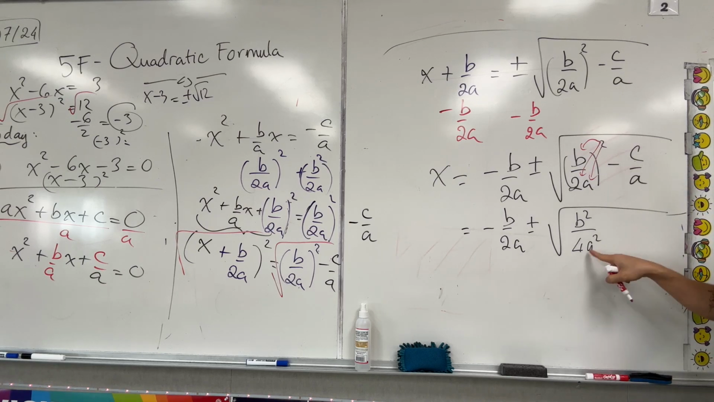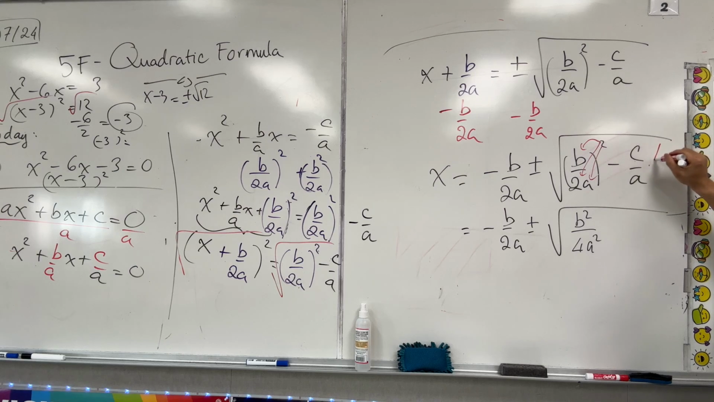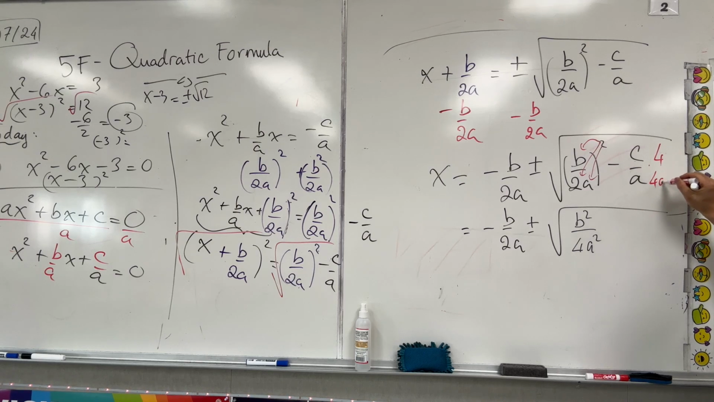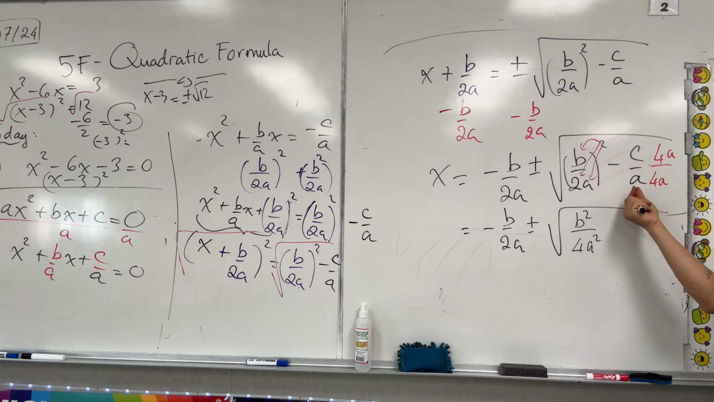They are missing the 4, right? So I need to multiply by 4 first. They have a square, but this one only has a, so I need to multiply another a. So I multiply 4a, 4a. You try to get the same denominator, right?